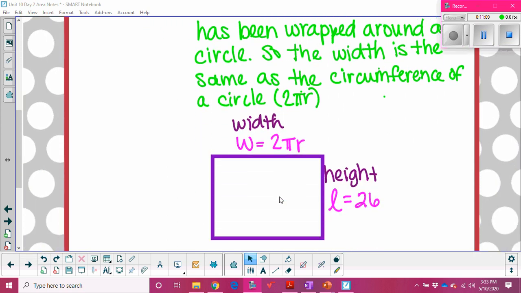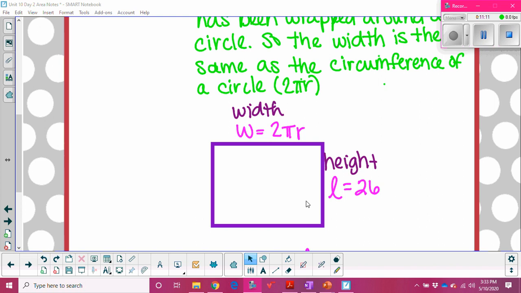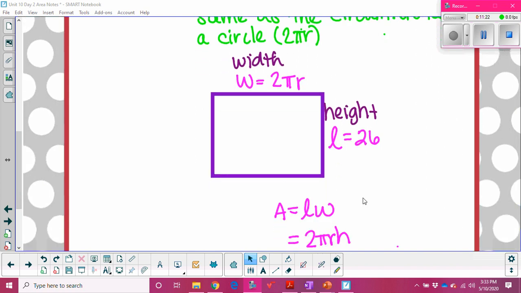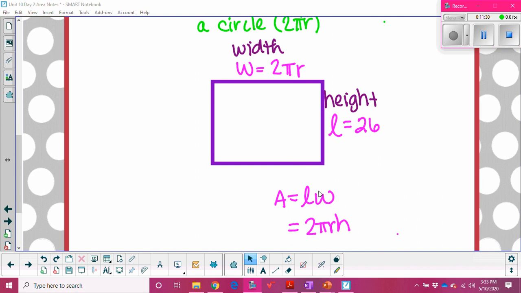All right, so look at this. So here you have your rectangle. The height of that cylinder, which is the height of our rectangle, so it's the length, is going to be 26. The width, which is 2 pi r, because that's the part wrapped around the circle. The formula for the area of a rectangle is length times width. So it's your height times the width, which is 2 pi r. So that's what it is right here, 2 pi r times the height.